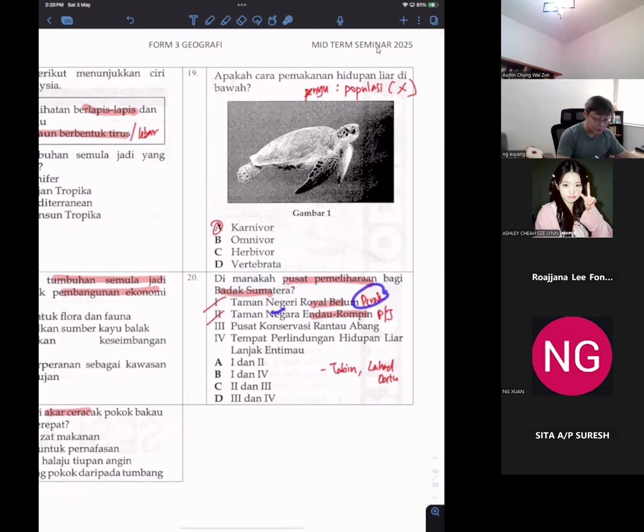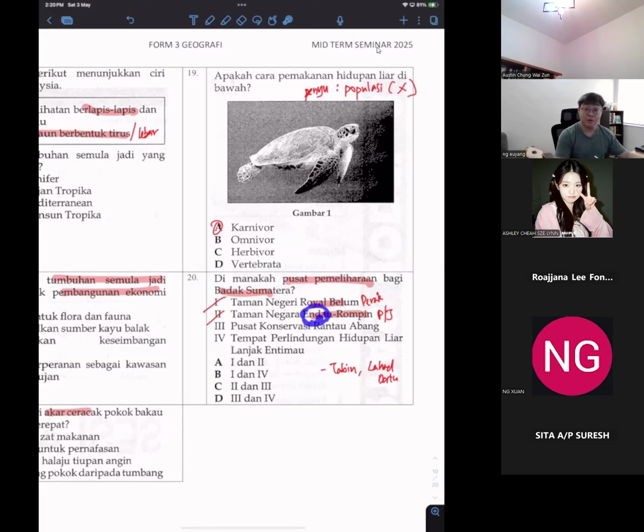So Taman Negeri Royal Belum, Perak, you guys have to memorize, since your bab 5, I haven't started yet. So Endau Rompin, for those who attended my Form 1 class before. Actually, yes, Form 1, Austin, Joshua, sometimes during the physicals in USH, I'm not sure you can recall back your Form 1 class before.